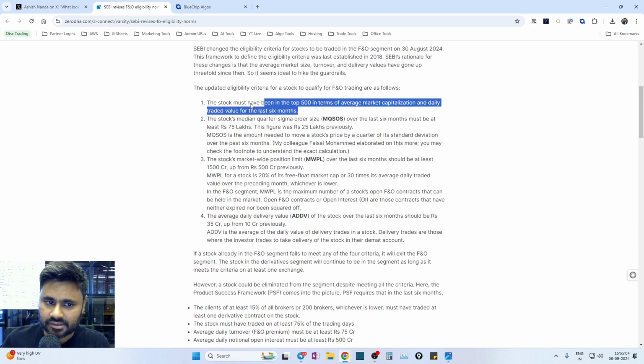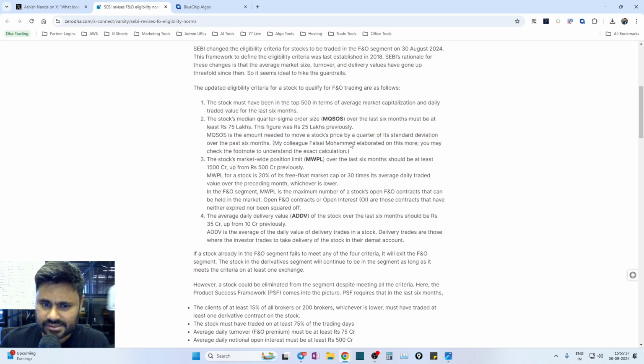Now, the first point says that let's say we have like 3,000 stocks in the exchange by market capitalization, which essentially is nothing but outstanding shares times the share price, right? So as per market capitalization and daily traded value for the last 6 months, it has to be in the top 500, which is like I would say rich stocks. Top, if I can put it that way, 500 rich stocks that are there in the exchange. And the second one we will park aside, it's a bit complicated.